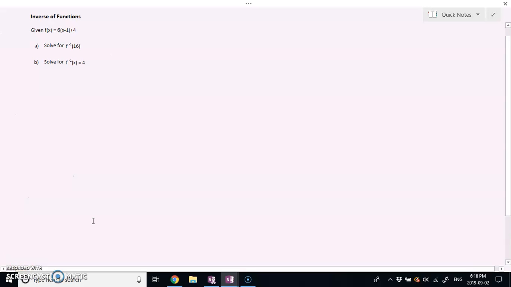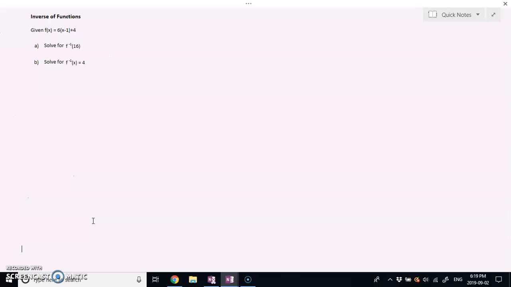So today we're talking about the inverse of functions. Basically, the inverse of a function is when we swap the x and the y values of a function to get a new function or a new relation. In this question, we're given a function, f of x, and asked to solve for f inverse of 16. And we know we're asked about the inverse because there's a -1 as a superscript on our f.